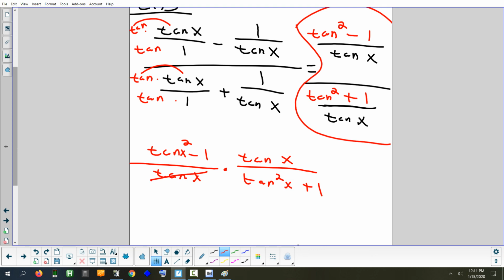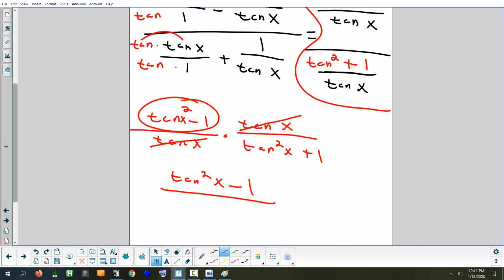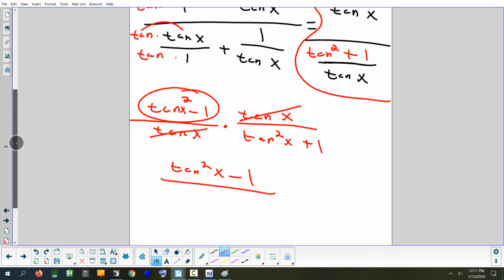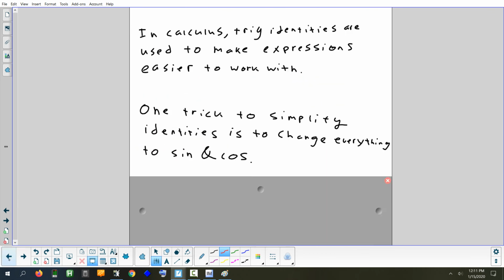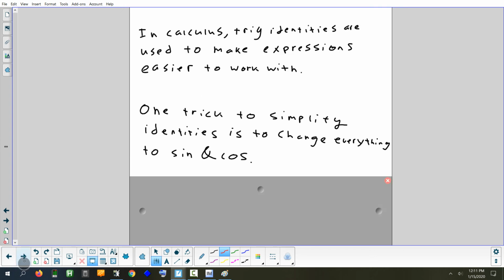Okay, tangent in the bottom, tangent in the top. That's gone. Now I have tan squared x minus 1. That's the only thing that's left in the top, and that's exactly what I wanted in the top. Now, the bottom is supposed to be secant squared. Right now in the bottom, I have tangent squared plus 1. But if we go back and look at the identity, well, tangent squared plus 1 turns into secant squared.